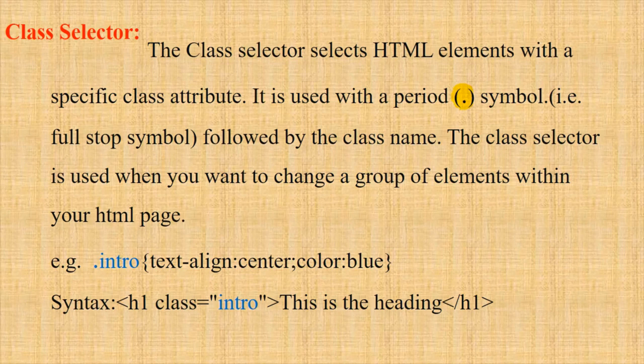Then see how the class selector is used. Here .intro: this dot indicates a class selector and intro is the name of the class selector. Text-align center, color blue. So the syntax of the class selector is like this: h1 class equal to intro, this is the heading. When the user runs it in the browser window, the user will get this heading center aligned with blue color.